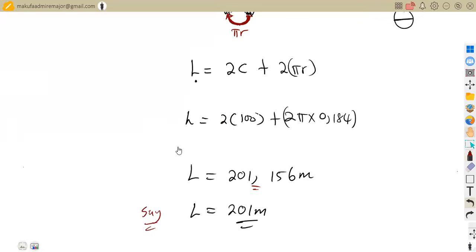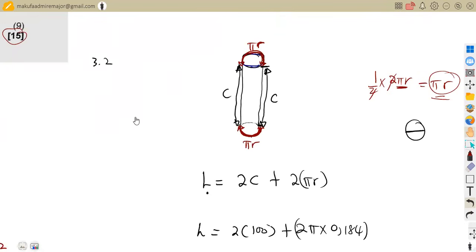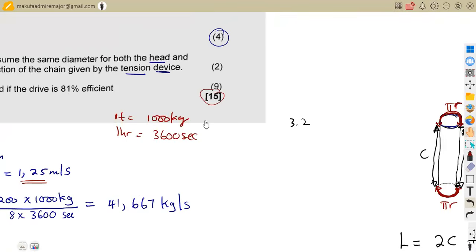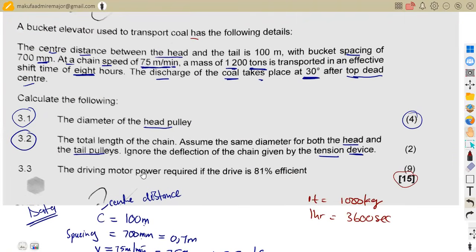To calculate the length of the chain, you need to understand what's happening on your diagram with your chain. Then, now they want us to calculate the driving motor's power. So we are supposed to obtain the driving motor power in this case. The driving motor power, the power that affects the motor, is the power in, this is P in.